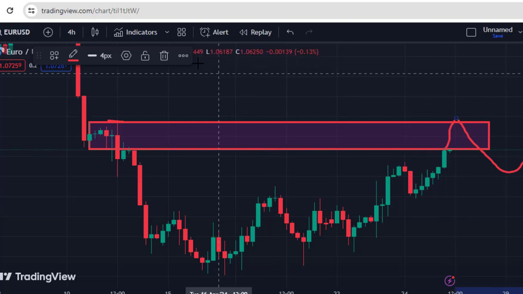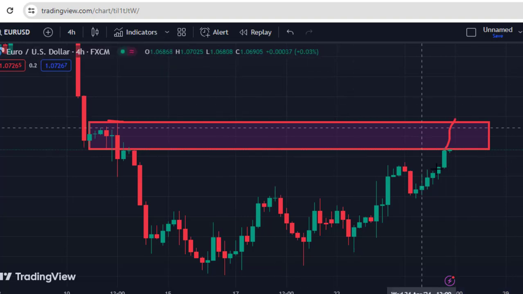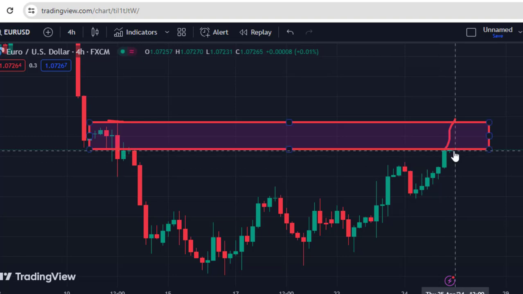What I am paying attention to is what I'm showing you right here. So the right thing to do right now is not just to take a buy position or a sell position.